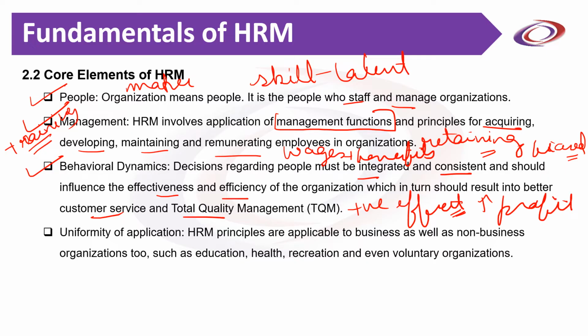And then finally, uniformity of application. These principles are applicable to the business as well as to the non-business organization. Business, like we said, not only the corporate world but any type of organization, whether schools, hospitals, recreation like restaurants and even voluntary organizations. Management is very important, so these principles have to be applied. These are the core elements of HRM.